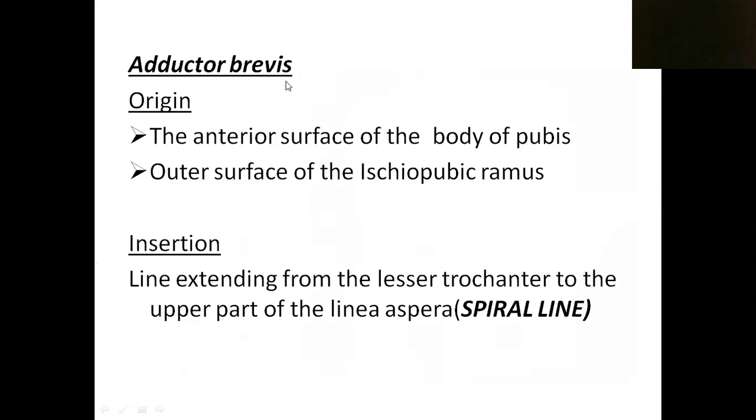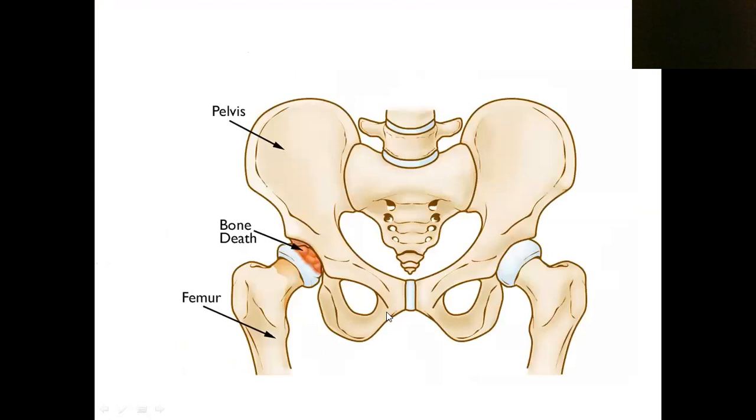Now adductor brevis. It's a small muscle, that's why it's known as adductor brevis. Now the origin: the anterior surface of the body of the pubis, no doubt, then the outer surface of the ischiopubic ramus. Here is the inferior ramus of the pubis, which joins with the ramus of the ischium. This ramus is known as the ischiopubic ramus.